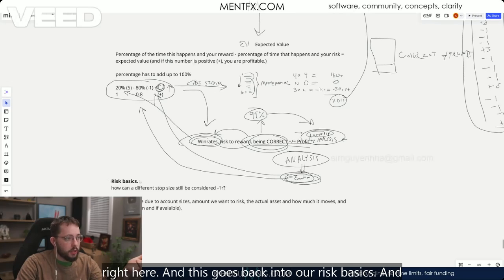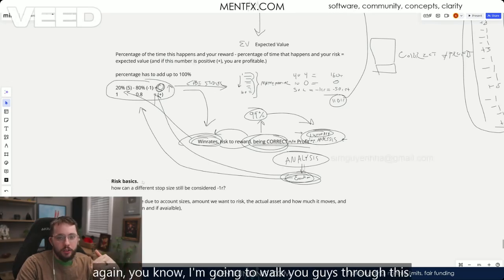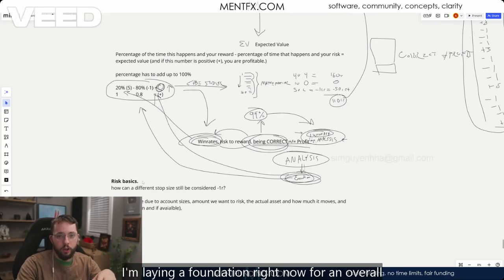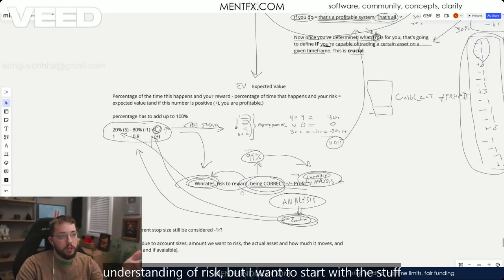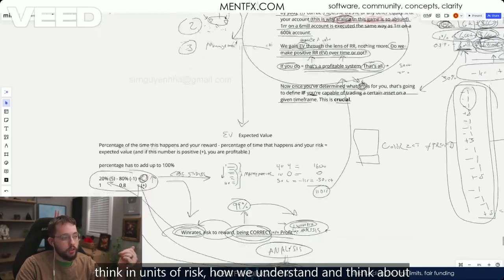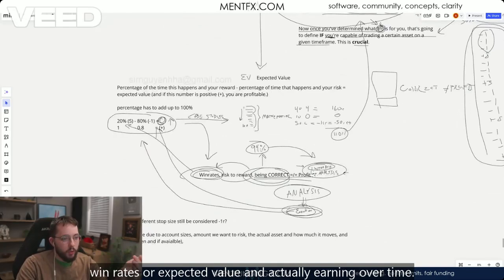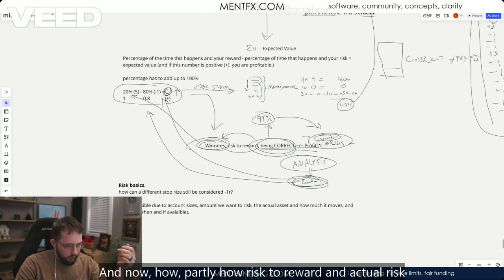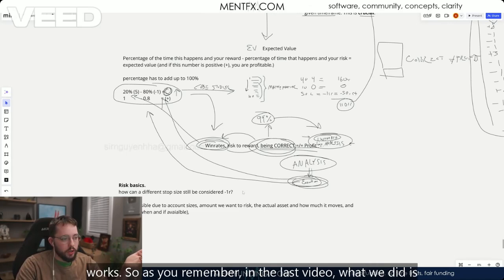Now, that brings me to the next point that I want to discuss right here, and this goes back into our risk basics. Again, I'm going to walk you guys through this. I'm laying a foundation right now for an overall understanding of risk, but I want to start with the stuff that's most crucial and most important: how we think in units of risk, how we understand and think about win rates or expected value and actually earning over time, and partly how risk to reward and actual risk works.